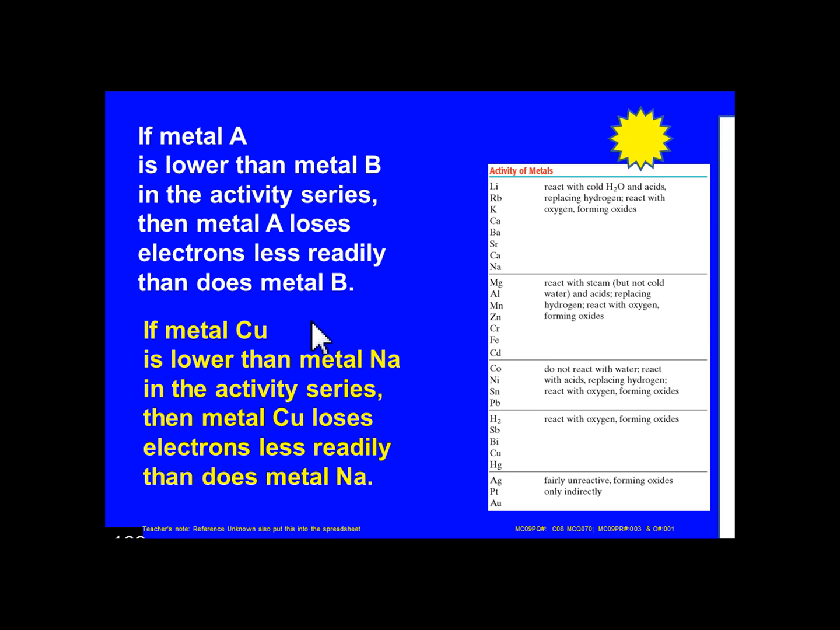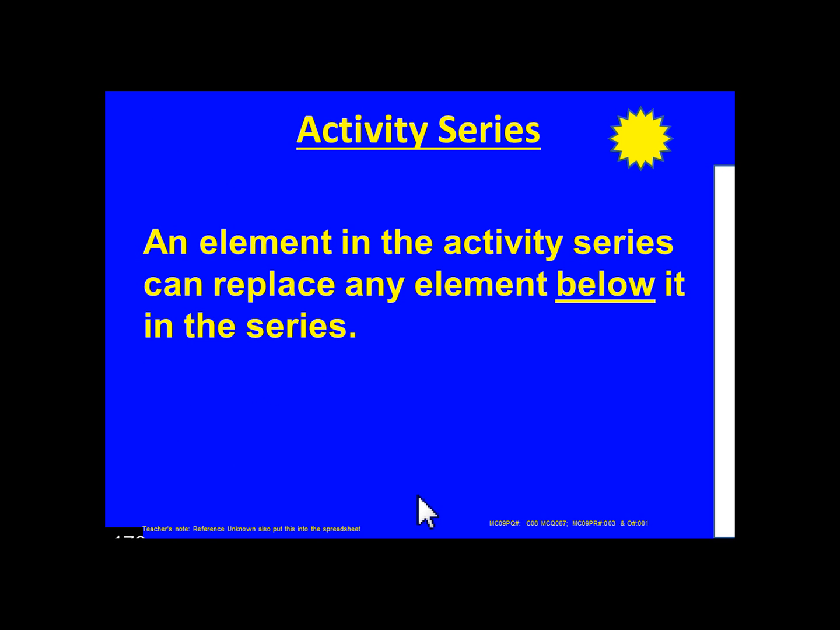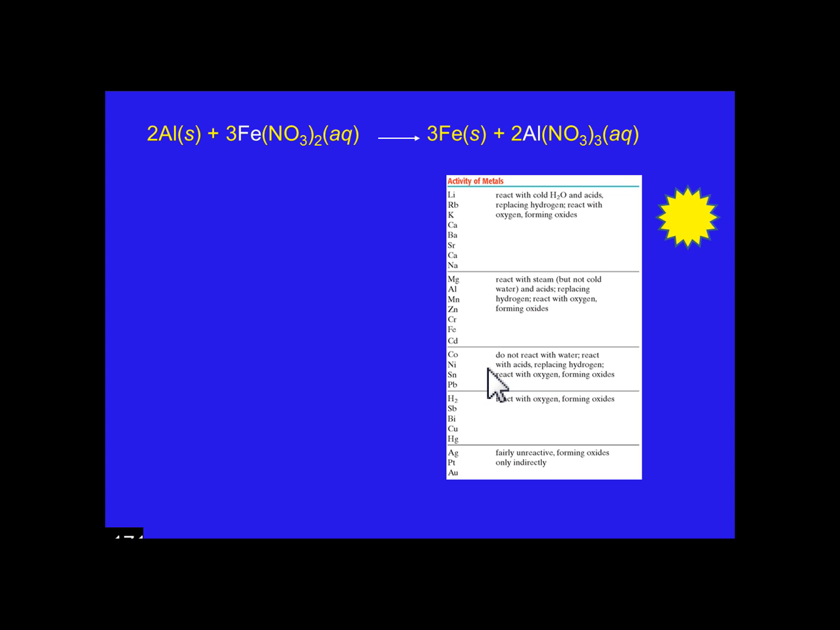Okay, so if metal A is lower than metal B in the activity series, then metal A loses electrons less readily than does metal B. If copper, Cu, is lower than sodium in the activity series, then metal copper loses electrons less readily than does metal sodium. Okay, in an activity series, any element can replace any element below it in the series. That's the basic rule to remember for activity series.